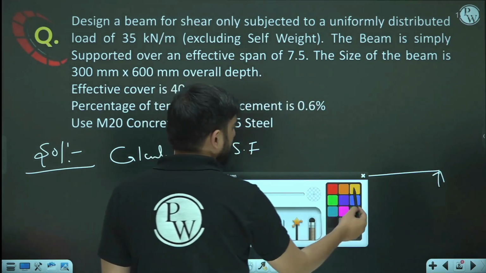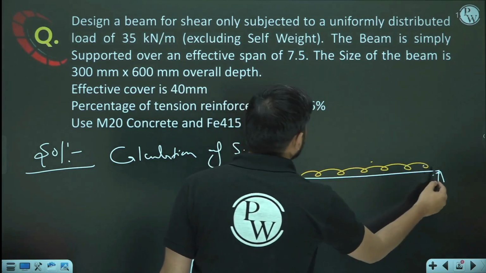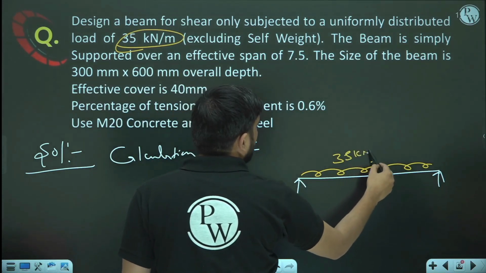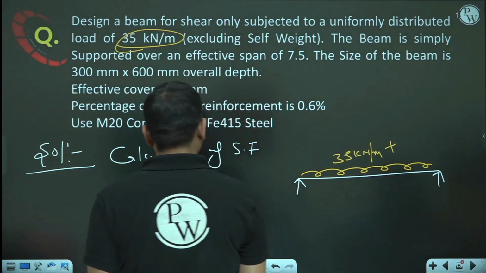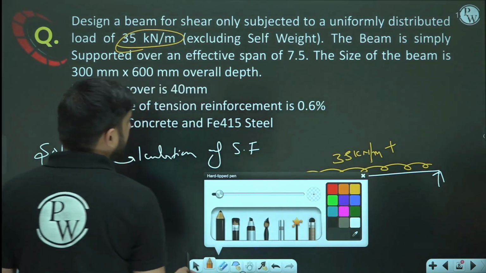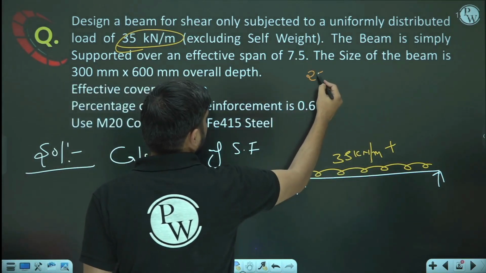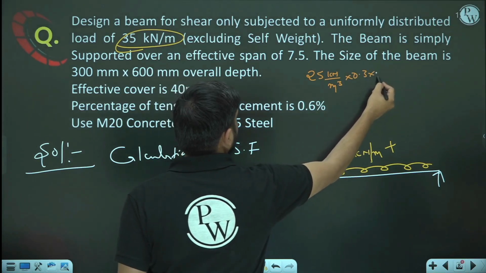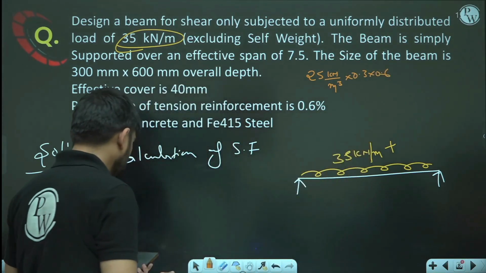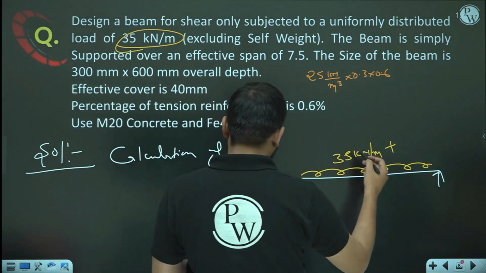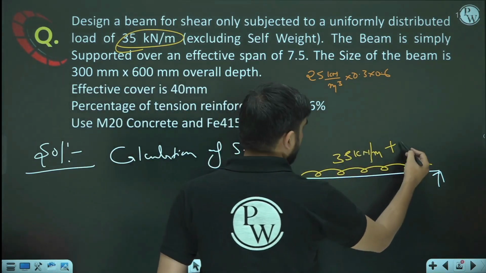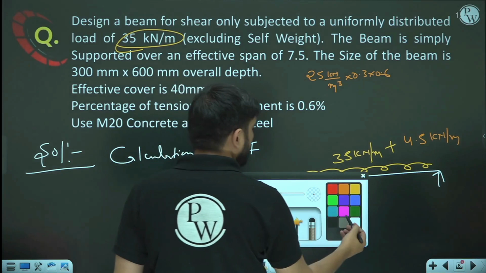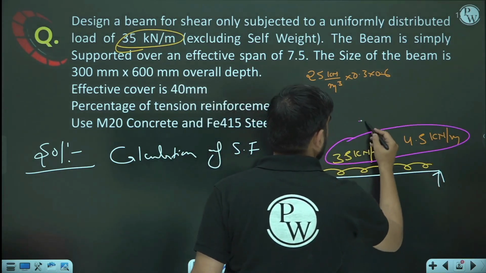which is subjected to a UDL, and the self weight is not given, but yes, live load is given to you, it is 35 kilonewton per meter. Plus, what about self weight here? Density of concrete is 25 kilonewton per meter cube unit weight, and size of the beam is 0.3 into 0.6. So it is going to come 4.5, I guess. Yes. So total UDL is of the order of 39.5.